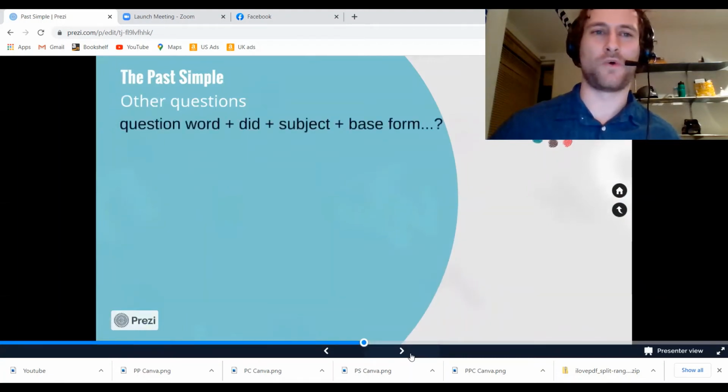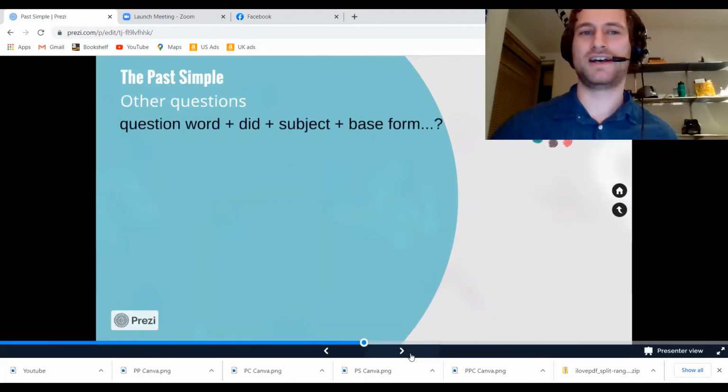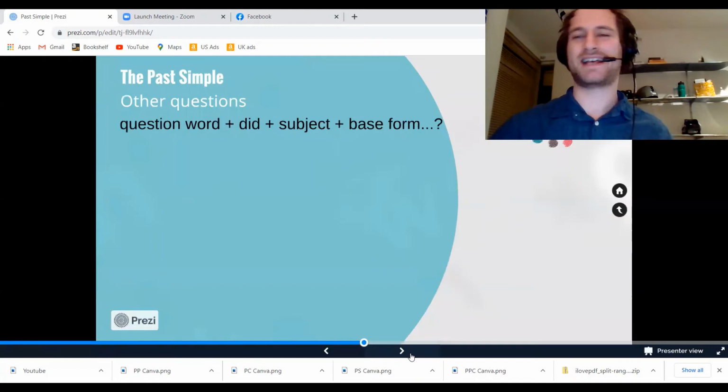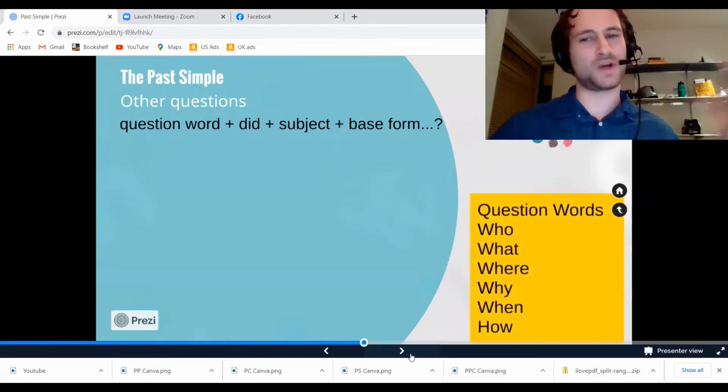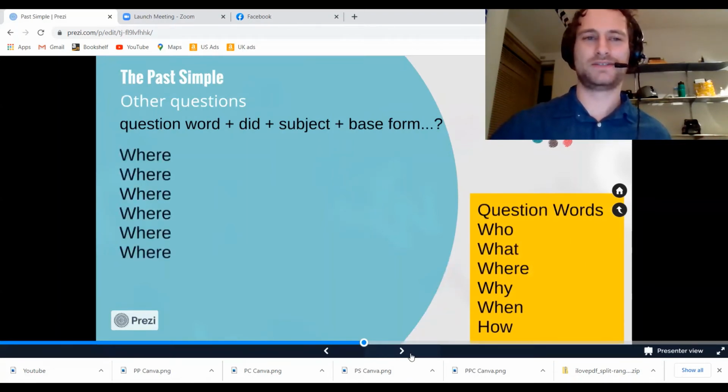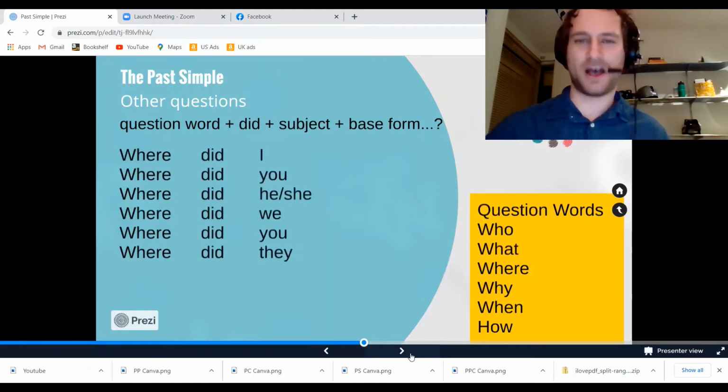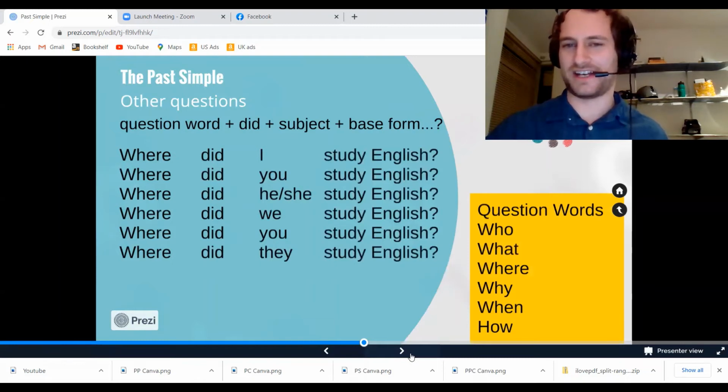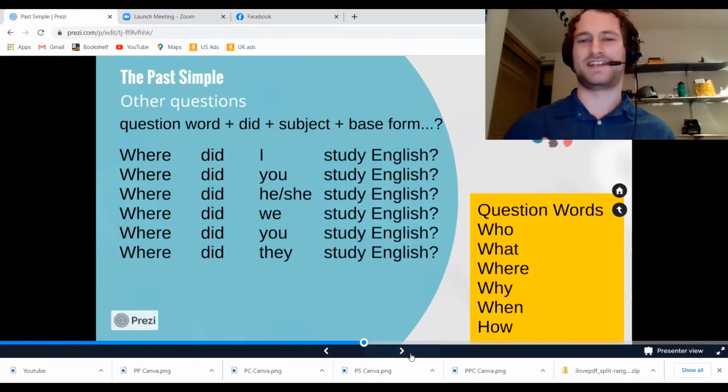All right, so to form the past simple using other questions, using question words, we want to go question word, did, subject, and the base form of the verb. So here we go. Question words, just like I said a second ago: who, what, where, why, when, and how. So we'll use where, did, subject, study English. So where did I study English?